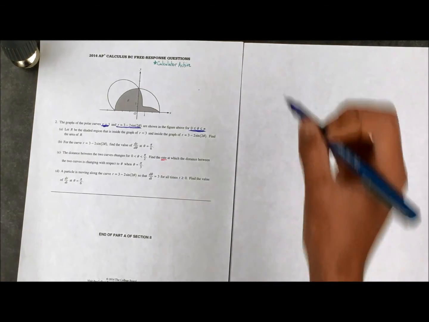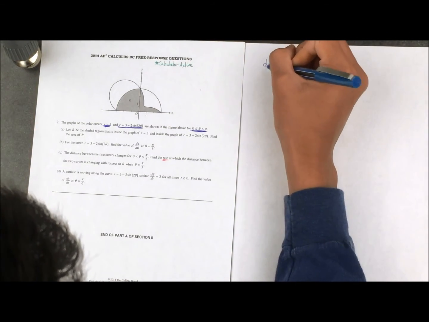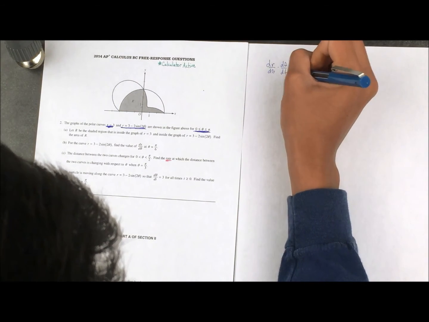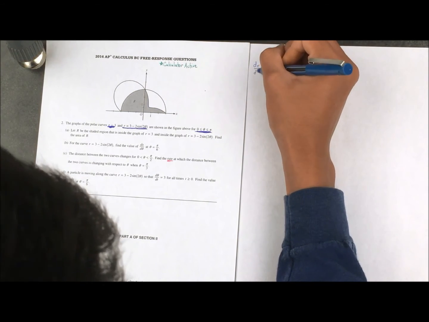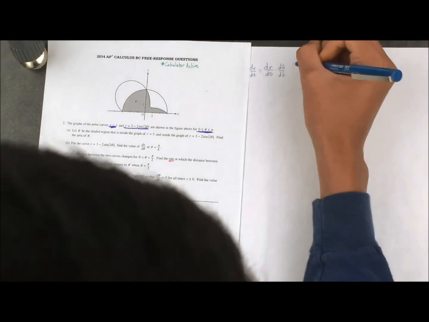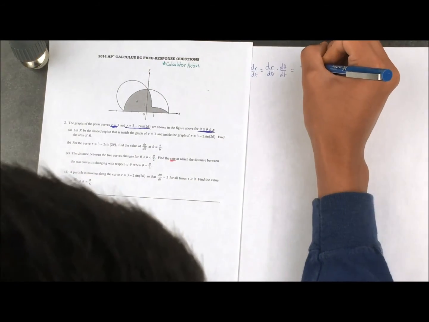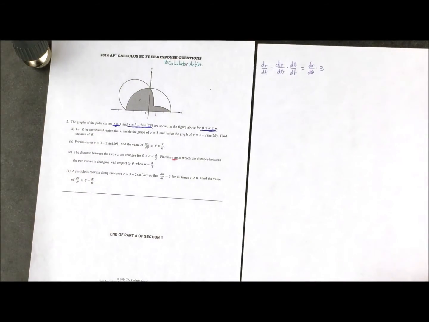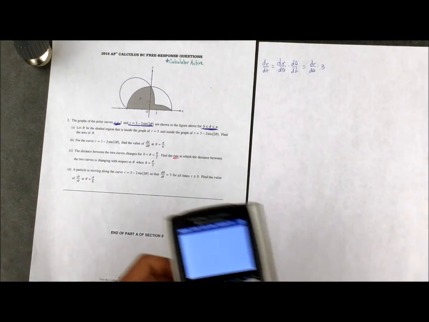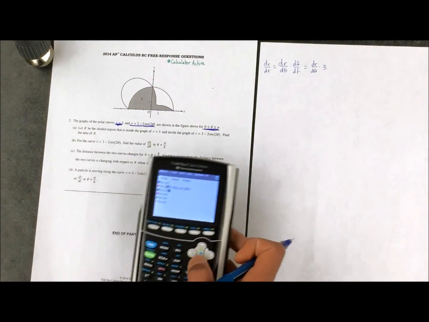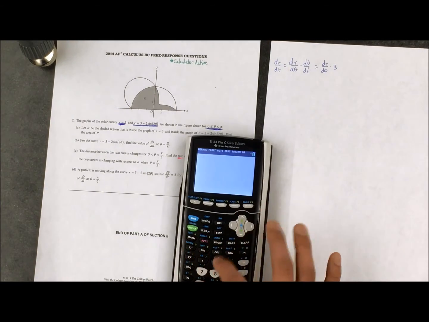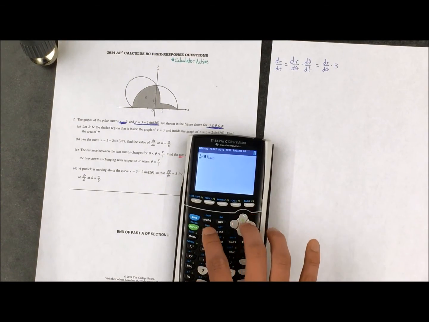There we go. For part D, we're trying to find dr dt, which could also be stated as dr d theta times d theta dt. And that is dr dt. We are given d theta dt, which is 3. So all we're trying to find is dr d theta times 3. And dr d theta can be found on the calculator if we have the equation. We have the equation typed in here on the calculator. So we would do math 8 and find the derivative of that.